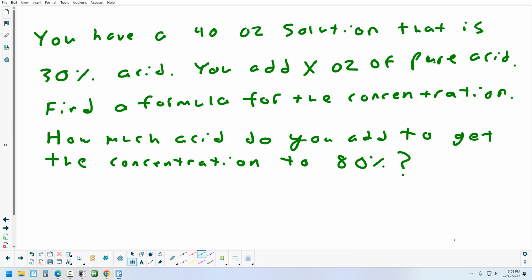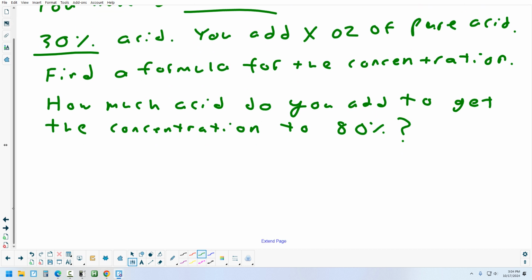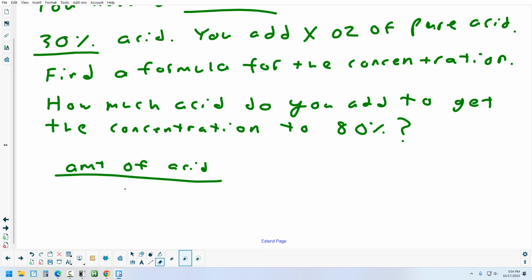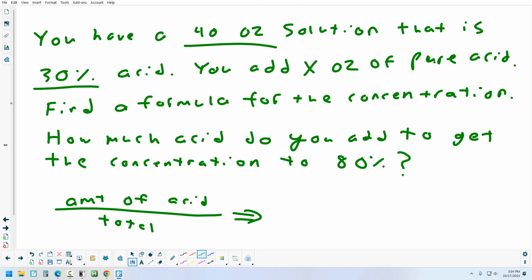Okay, so the next question is a mixture problem where they're telling us we're starting out with 40 ounces of liquid, and out of that 40 ounces, 30% of it is acid. To find a formula for the concentration, we have to find the amount of acid, and then divide that by the total. So this mixture is starting with some acid already. It's not 40 ounces of acid because only 30% of that is acid.